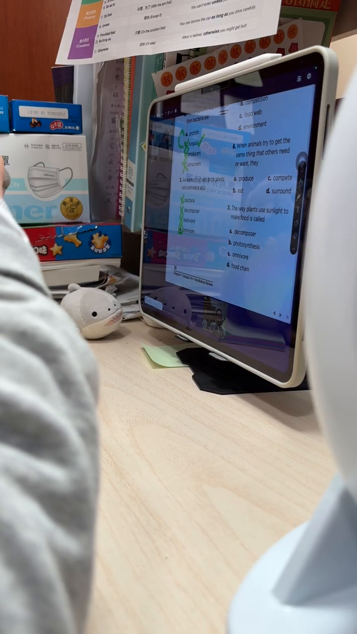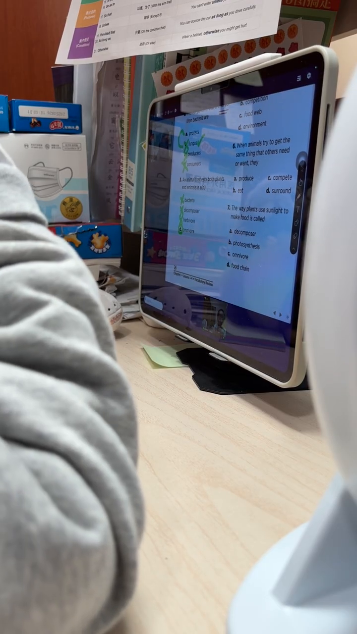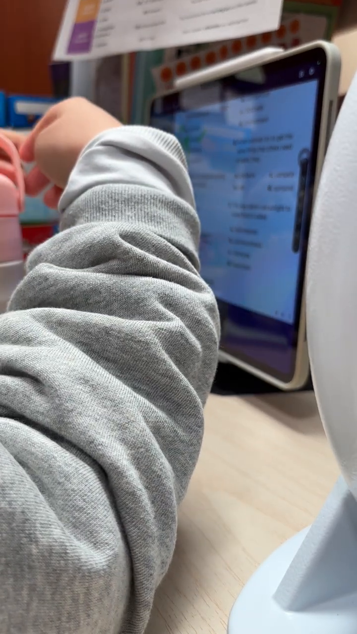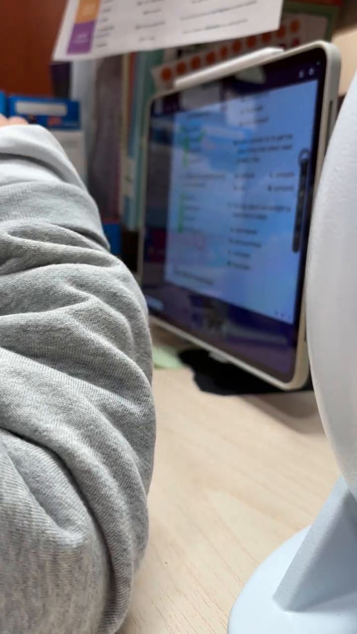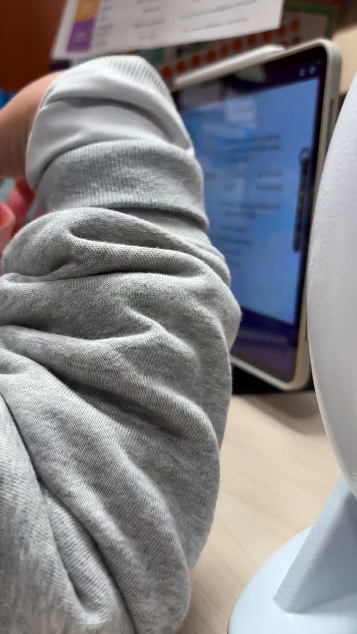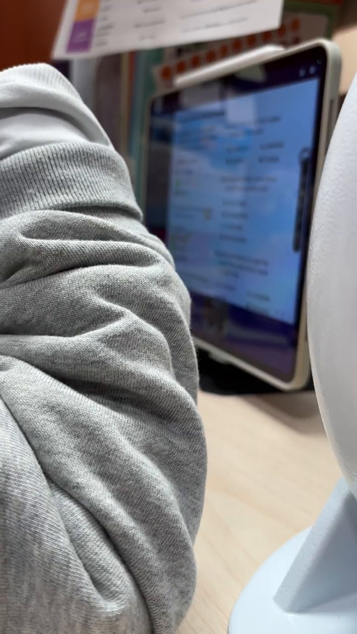We are omnivores because I love to eat broccoli, and that's a plant. And I also like to eat chicken wings, and that's a meat. So yeah, we're omnivores. Omnivores. That's right. All right. Number 4.